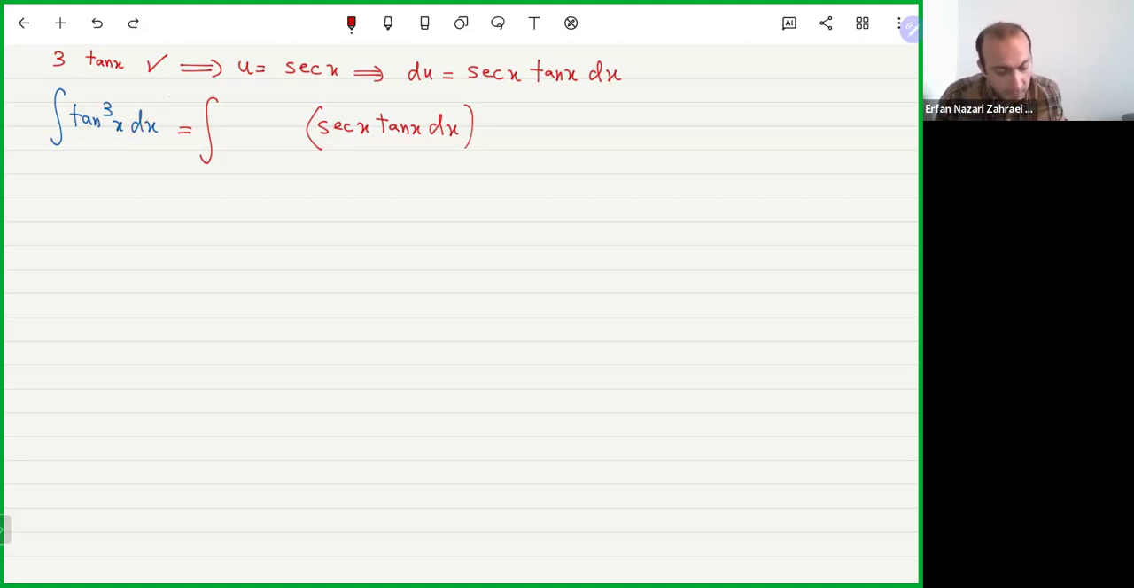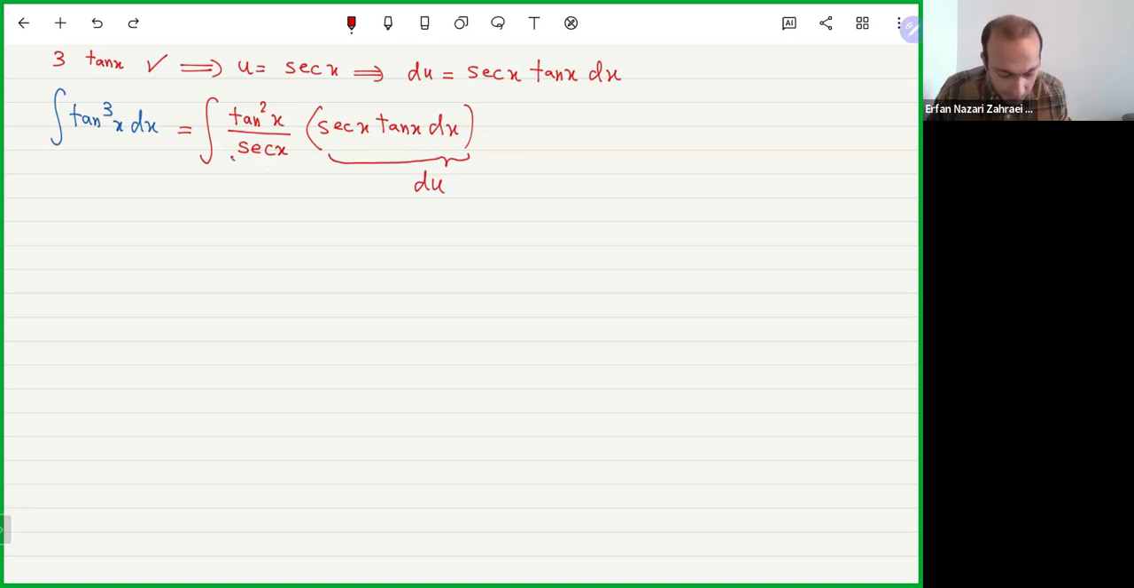Dx is used. One of tangents is used. So two more tangents remain. But I used a secant here that I didn't have originally. That means I need a secant in the denominator here. This is the same as that because these cancel each other. So this is the du term, and this is the rest that need to be converted into u.